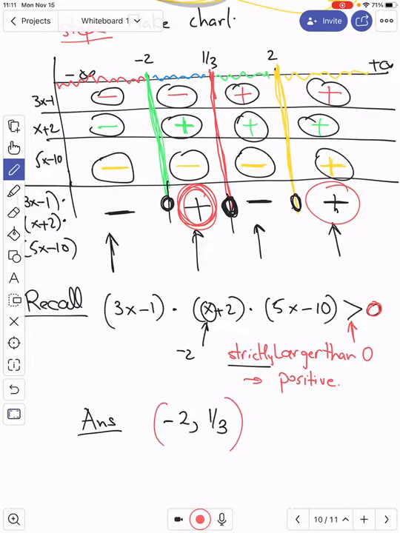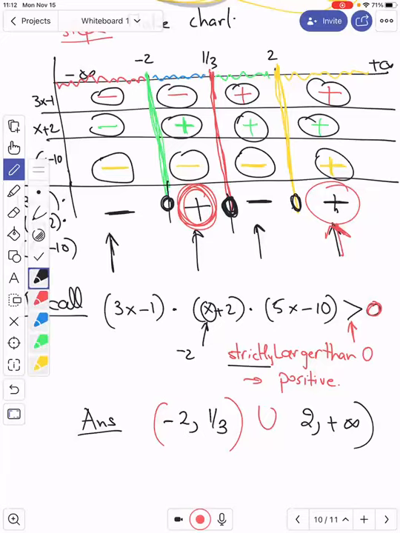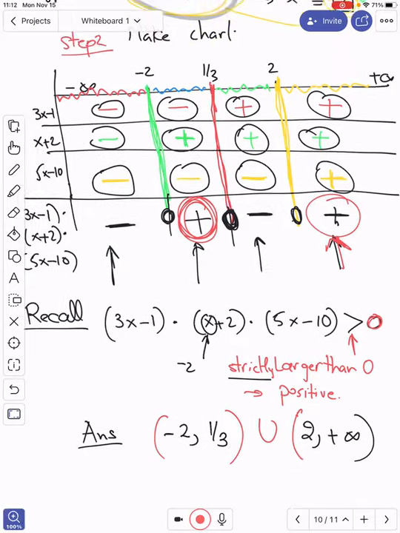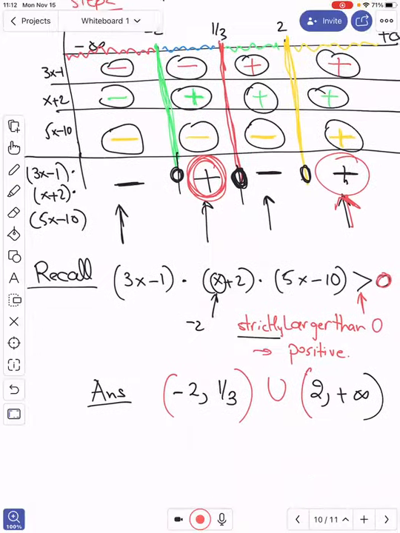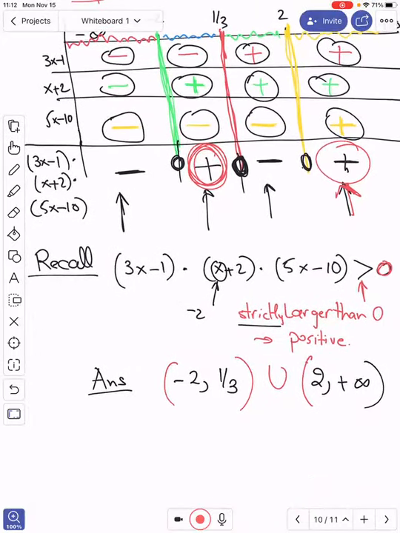So we need to exclude the negative 2, of course, and the 1/3. And then union, of course, there's a second interval where it's positive, which is from 2 to positive infinity. Infinity, of course, is always excluded. And then we have to exclude the positive 2 because, again, it's strictly larger than 0, cannot be equal to 0. Yeah, that's how we solve polynomial inequalities.